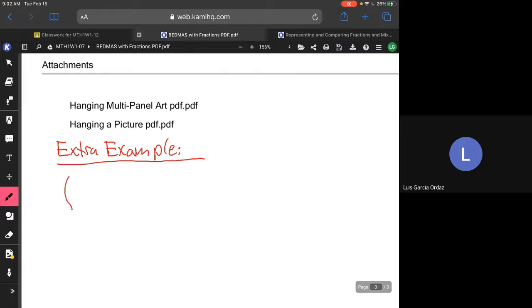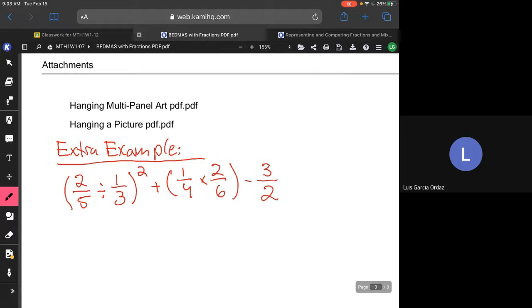So I'm going to have 2 over 5 divided by 1 over 3 to the power of 2 plus 1 over 4 times 2 over 6 minus 3 over 2. So I want you guys to give that a try. So just follow your BEDMAS steps and you should be good.